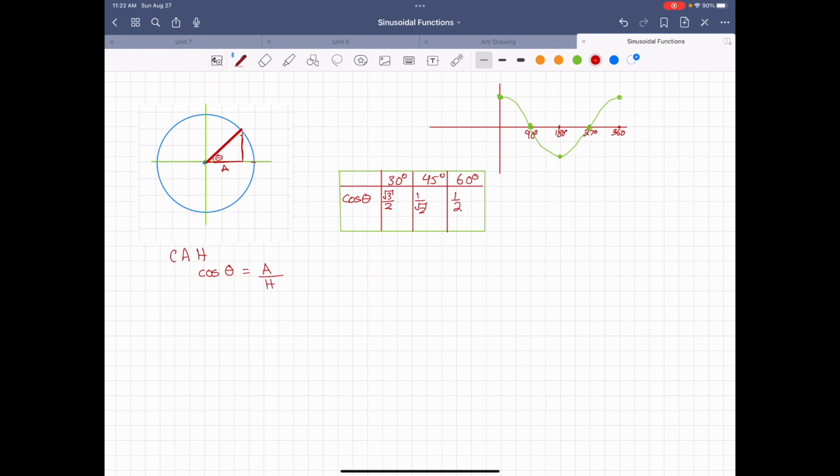If I have my calculator right here, it is 0.87, 0.71. That's my y, and that's my x. And then right at 60, it should be halfway, okay, which is fine. Kind of works that way.